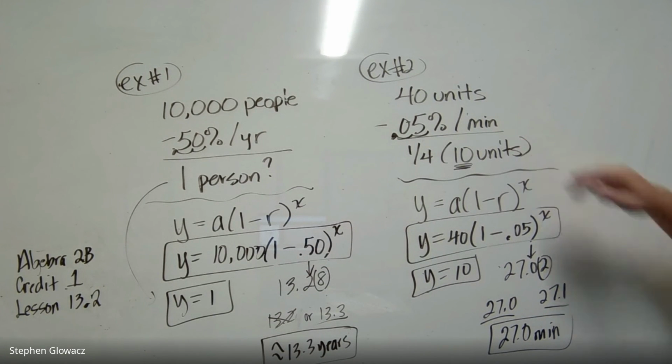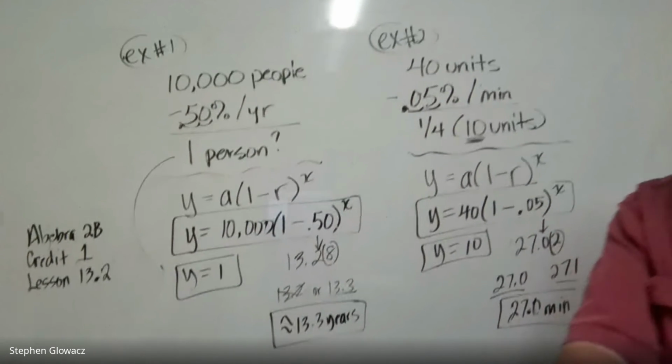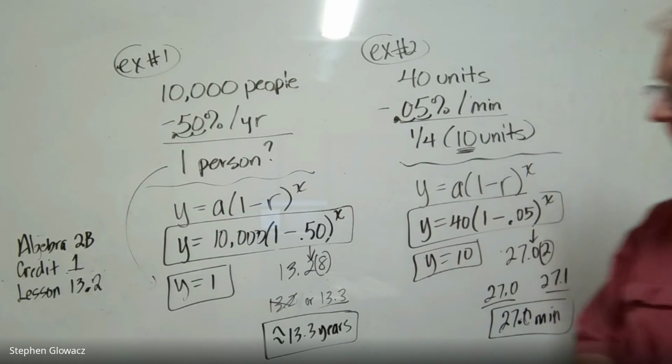Now, worth mentioning here, you might say, well, it's 27.0, can't you just write 27? You could, but we are rounding to the nearest tenth, and by putting the 0.0 there, that's indicating that we did round to the nearest tenth. It just so happens that the number in the tenth spot rounded to 0. All right, so that's it for the examples for lesson 13.2.